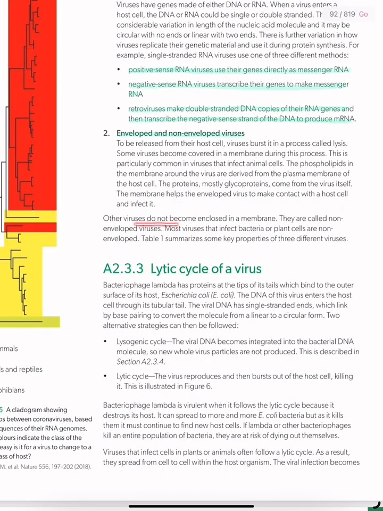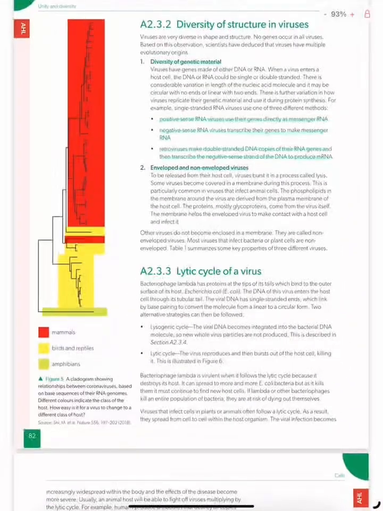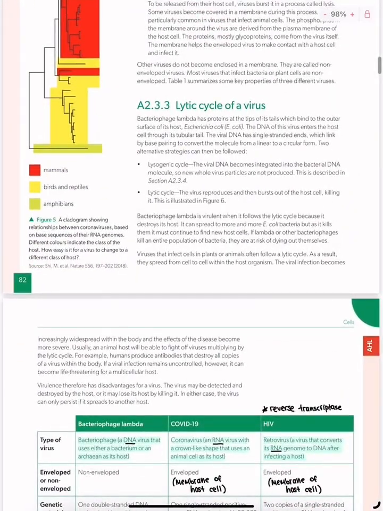But other viruses do not become enclosed in a membrane, which are non-enveloped viruses. Most viruses that infect bacteria or plant cells are non-enveloped. Now we have the lytic cycle of a virus. We have the lysogenic and lytic cycles. In the lysogenic cycle, the viral DNA becomes integrated into the bacterial DNA molecule, so new whole virus particles are not produced. In the lytic cycle, the virus reproduces and then bursts out of the host cell, killing the host cell.